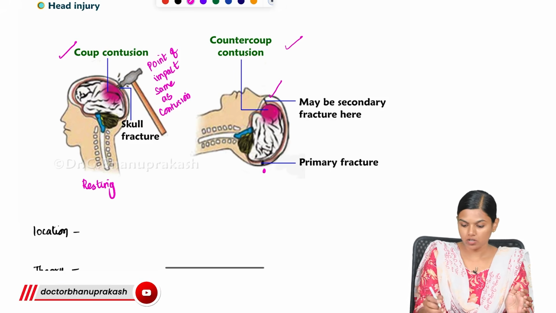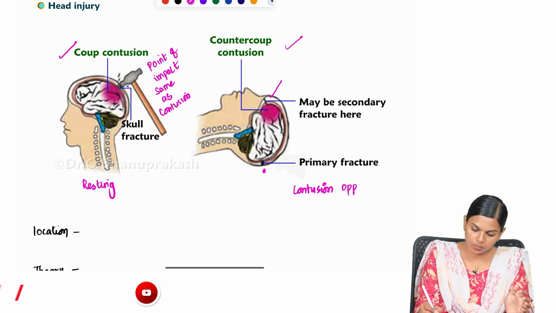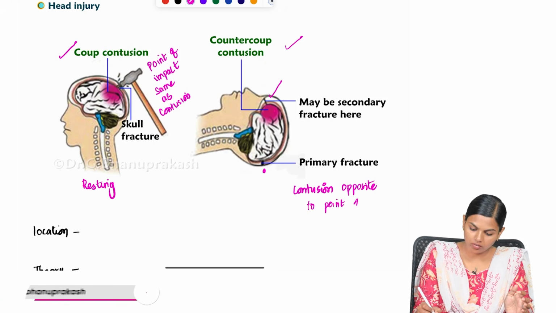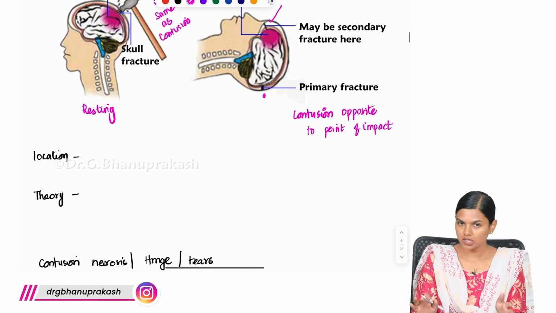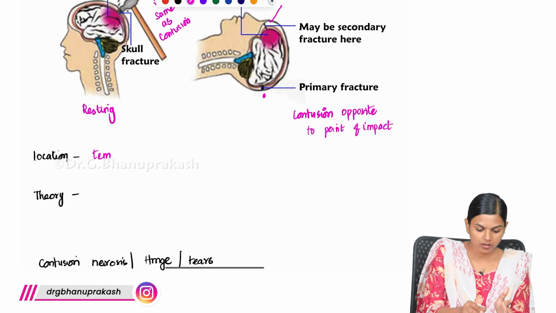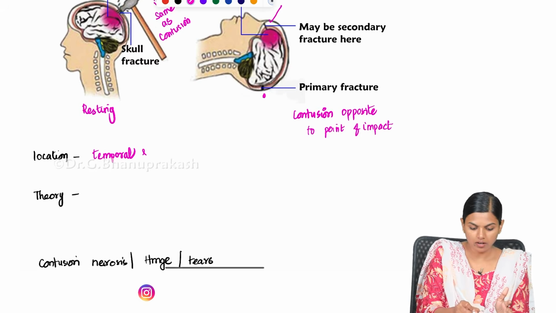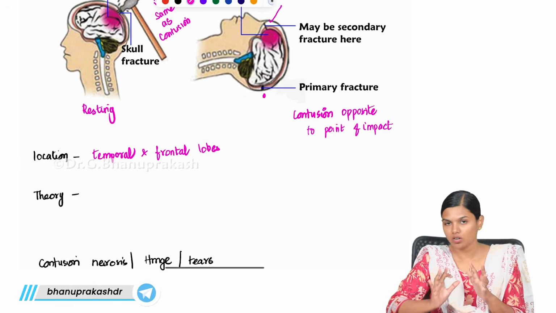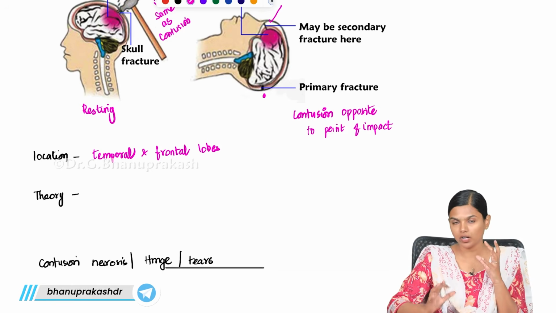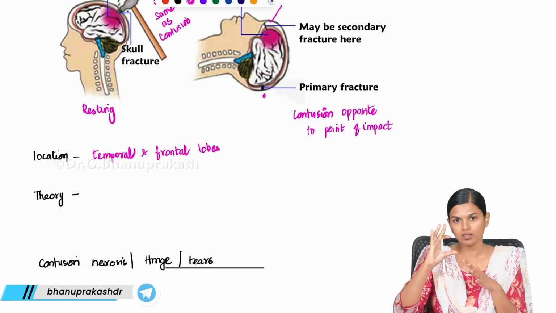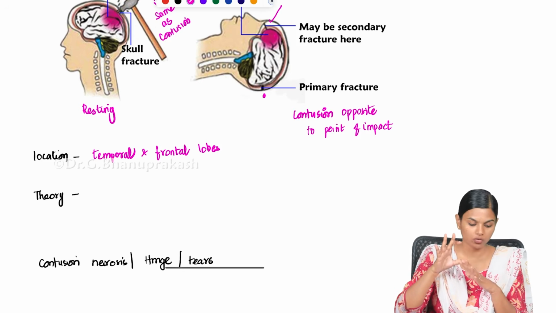Contusion opposite to the point of impact. This is coup and contrecoup contusion, and this is commonly seen in the temporal and frontal lobes. It is never seen in the occiput. Because of the thickness of the occiput bone, you will never see the contrecoup contusion in the occiput. It is mostly seen in the temporal and the frontal lobe of the brain.